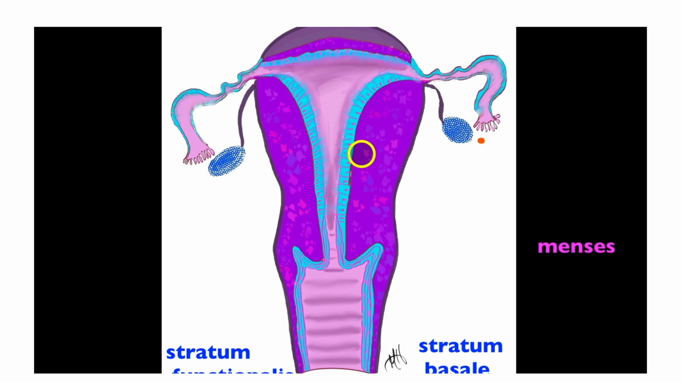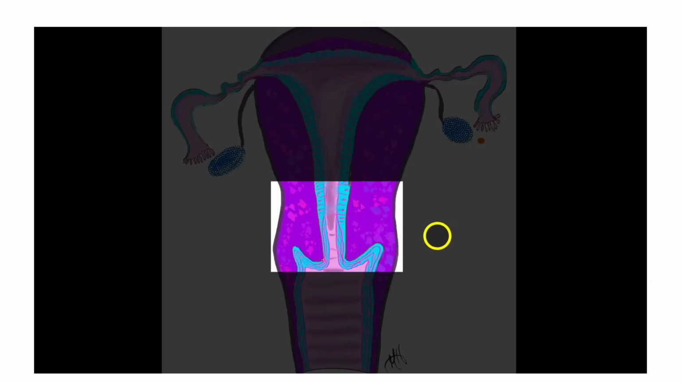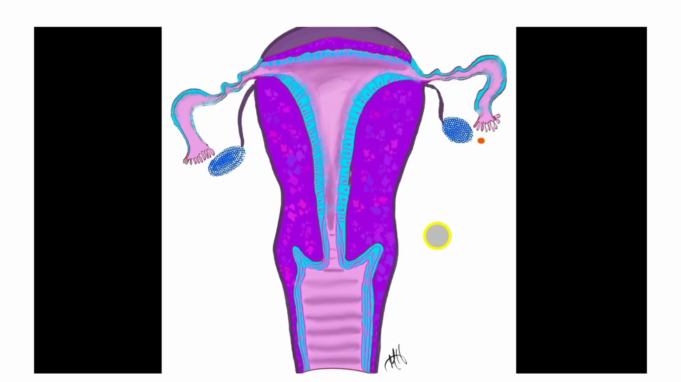Once the stratum functionalis sheds off, the basal layer, the stratum basale, produces another stratum functionalis. And we'll talk more about menses in a later video. Right here is the cervix. And the cervix has a superior aspect of it, which is known as the internal os, and an inferior aspect of it known as the external os. There are glands that line the cervix that secrete a mucus, and the goal of that mucus is to plug up the cervical canal to prevent any movement of pathogens up the cervix into the uterus.